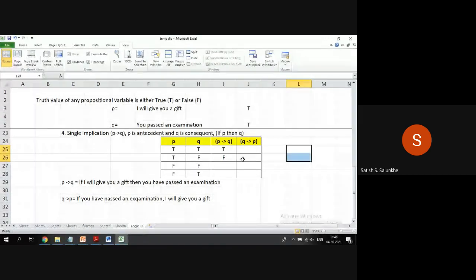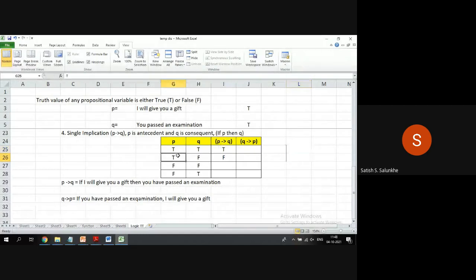Similarly here, if I give you a gift, then you have passed an examination. So I am giving you a gift, but you have not passed an examination. So P implies Q is false, because if P is true, Q has to be true. Now going ahead for the next combination.